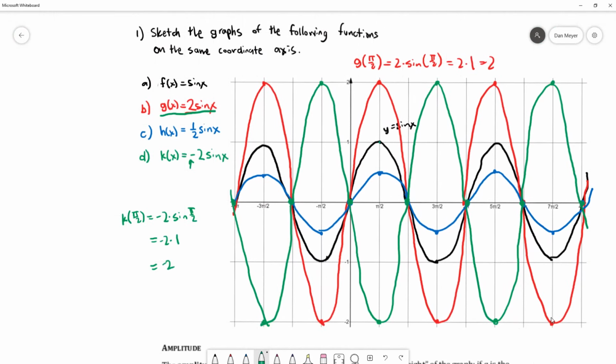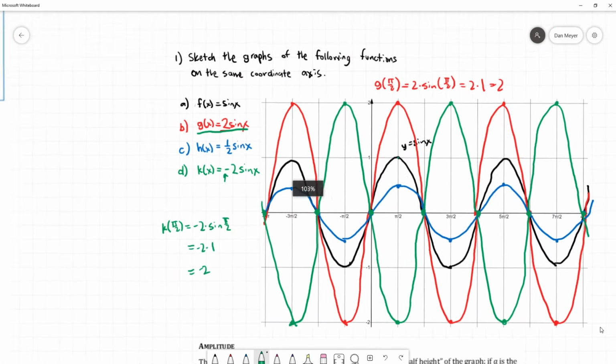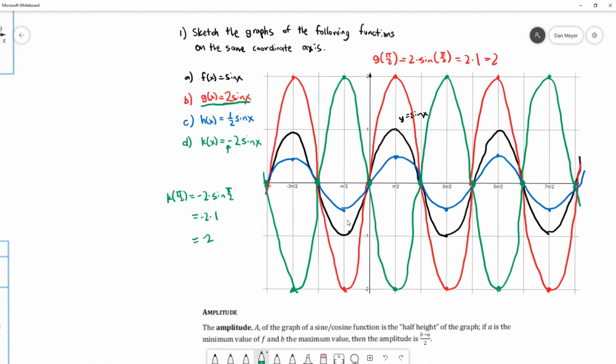Now, your book gives a definition that doesn't exactly work. Your book's definition works just fine here, but it stops working later on. And so we're going to go ahead and ignore their definition and say that it's the half height of the graph. Okay. Now, for instance, the height of the sine function here, it goes from -1 to +1. So the height of the graph, I would call the height of the graph 2. And so the half height is 1. All right. So that's what I mean by half height.